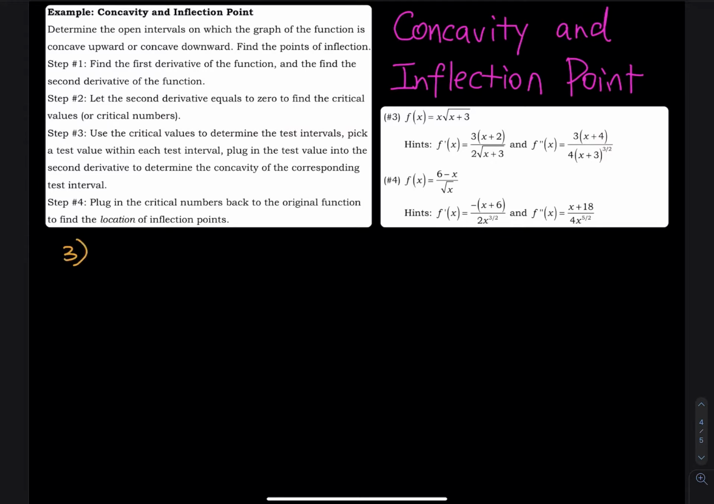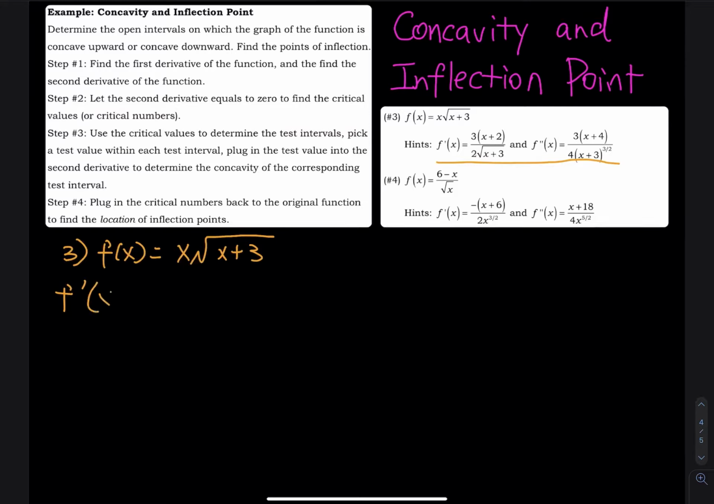I have f of x equals x times the square root of x plus 3. For concavity, we need the second derivative. So let's find f prime of x. I gave you the derivative in there in case your derivative is incorrect, because everything depends on the derivative. If your derivative is wrong, the entire problem is wrong. I gave you the hint because I want everyone to have the correct first derivative. So f prime of x.